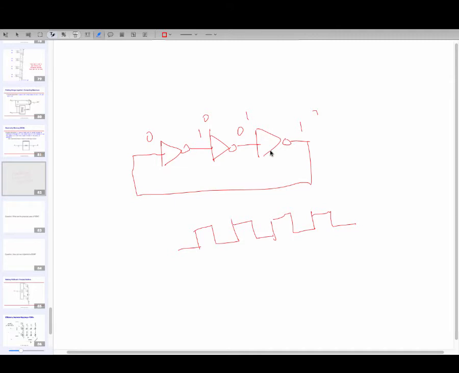So this is actually a very good way to create on-chip clocks. On any microprocessor or microcontroller, these chips that you buy, one way is to give them an external clock. What component provides a clock? Anyone know? What kind of electronic components are used to supply a clock?